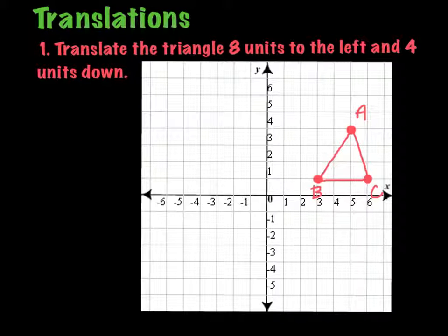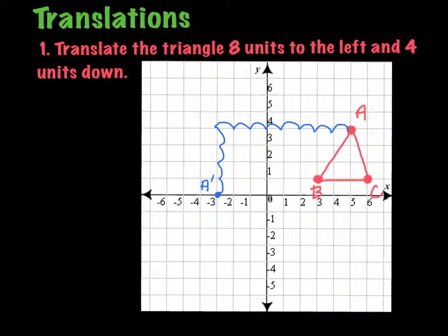Okay, so what we need to do is move this triangle 8 units to the left and 4 units down. So we're going to take each point, so we'll start with point A, and move it over. So 8 units to the left. So 1, 2, 3, 4, 5, 6, 7, 8, and then down 4. 1, 2, 3, 4. So point A has moved here. So we call it A prime.